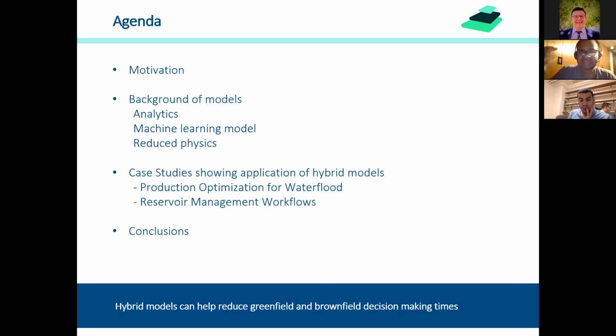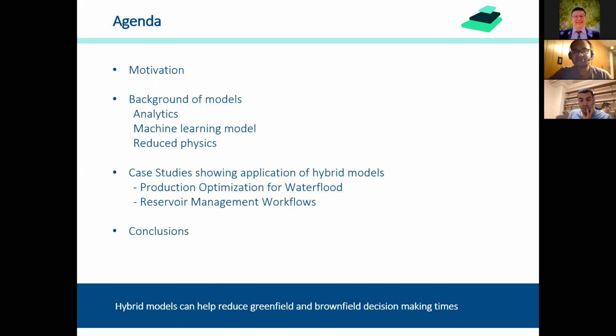And then I shall touch upon a couple of applications. One I shall do for water flood. This was a field in Germany that we worked on. I shall also touch upon some new reservoir management workflows that we are working on actively, and how that is reducing decision making times. And then I shall finally draw a conclusion.